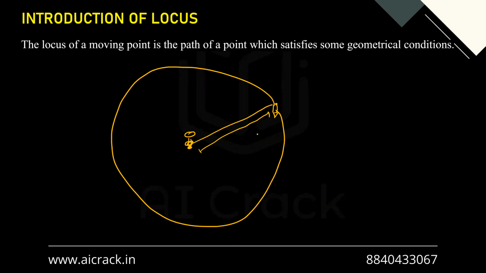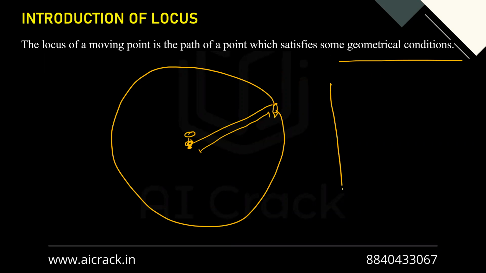Now, this is the geometrical condition which we are talking about in the definition. The geometrical condition is that your distance from the center is not changing. The distance is constant, but this point is free to move, with the condition that this distance is not changing. So it can move in this trajectory only. This trajectory is called the locus. Okay, so that is the best example.